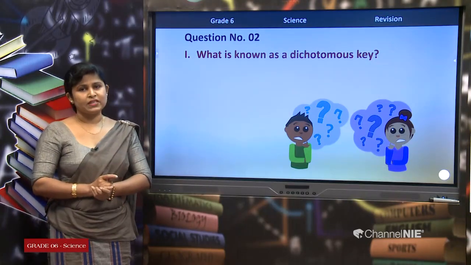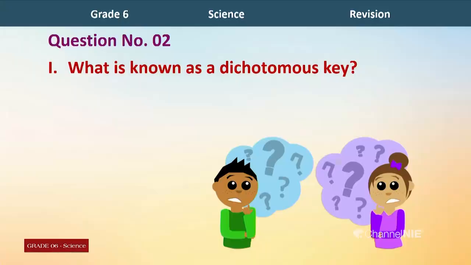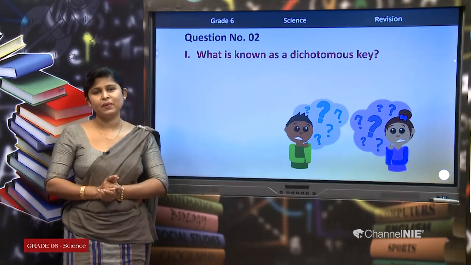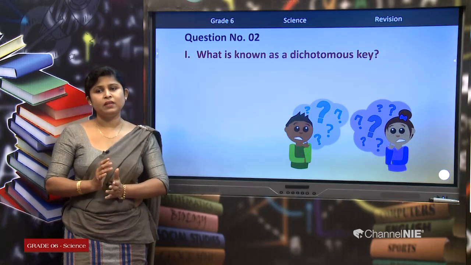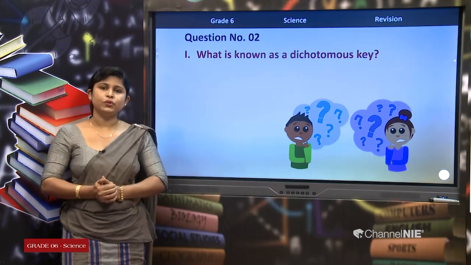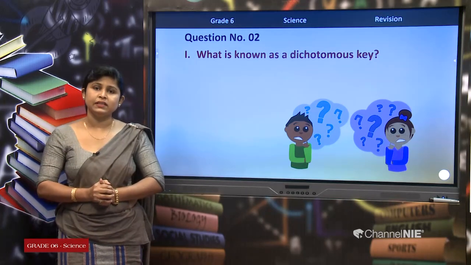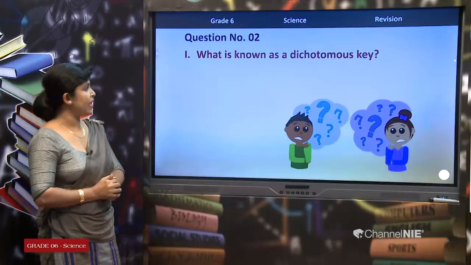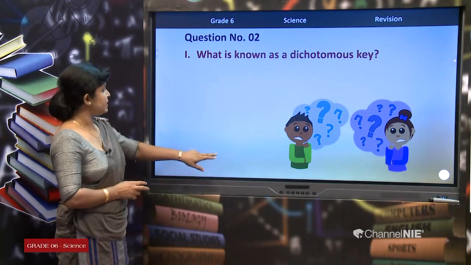Let's see the second question. Question number 2. This is based on plant and animal classification. Why do we need a classification? We need a plant and animal classification to study them easily. We need to classify the plants and animals. So, the method that is suggested to classify the plants and animals is the dichotomous key. Now, we will see what a dichotomous key is. What is known as a dichotomous key? Let's see the answer.